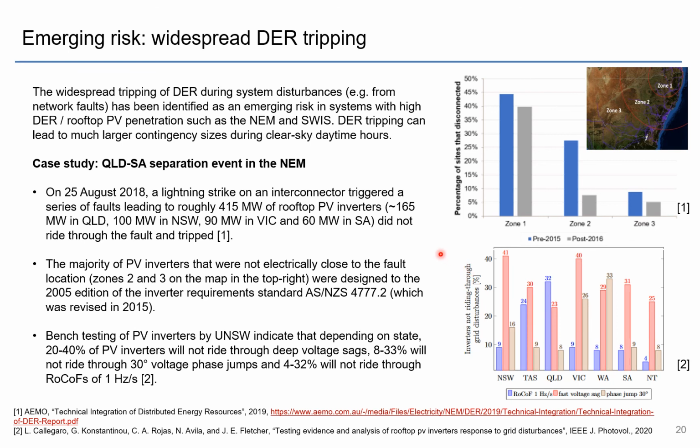The bench testing that was done by UNSW indicates that, depending on the state, up to 20 to 40% of inverters will not ride through some deep voltage sag. So they're probably the ones that were experienced in zone 1, very close to a fault location. Between 8 and 33% will not ride through a 30-degree voltage phase jump, and 4 to 32% will not ride through some very high RoCoFs, 1 Hz per second.